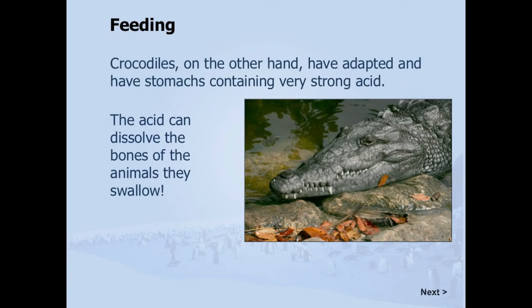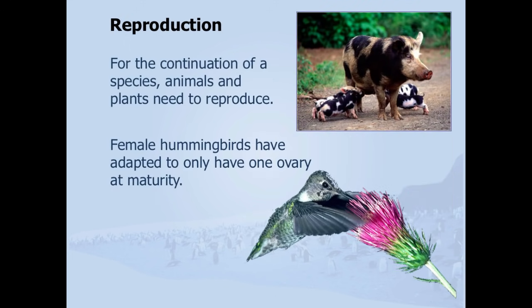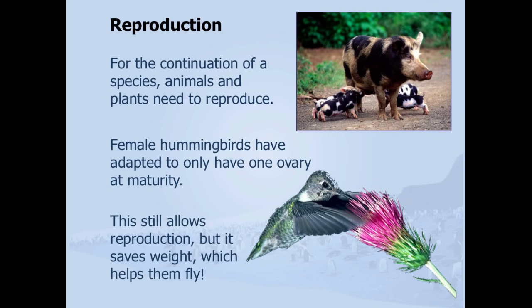Crocodiles, on the other hand, have also adapted to have an extremely strong stomach acid, which allows the stomach acid to dissolve bones of the animals that they swallow whole. Reproduction can also be a part of an internal structure. Some species have adaptations, like a female hummingbird. They have adapted to only having one ovary at maturity. This way, they can still reproduce, but they are saving weight by not having that extra ovary.